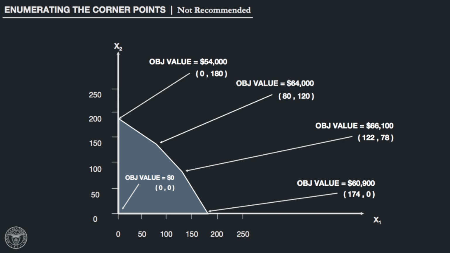Comparing all these objective values, we can identify that the point (122, 78) will give us the highest objective function value of 66,100. So this point will be the optimal solution point for us. But so far, we have not utilized the objective function line. We just used the feature of linear programming, enumerating every potential extreme point and figuring out which point is the optimal solution.